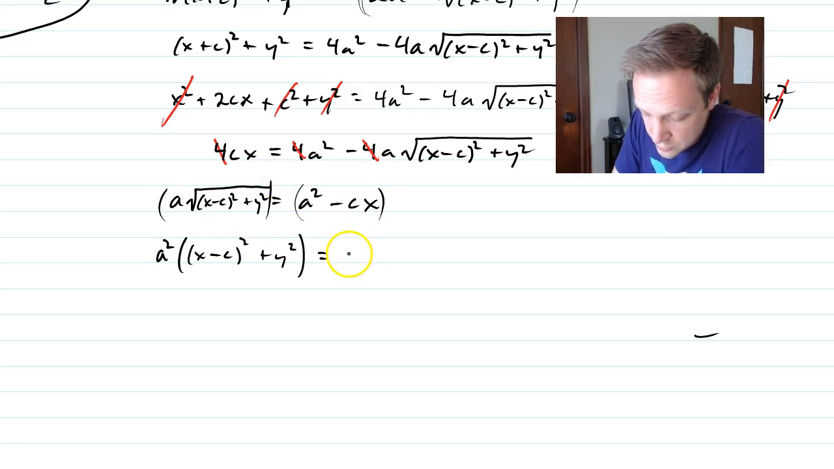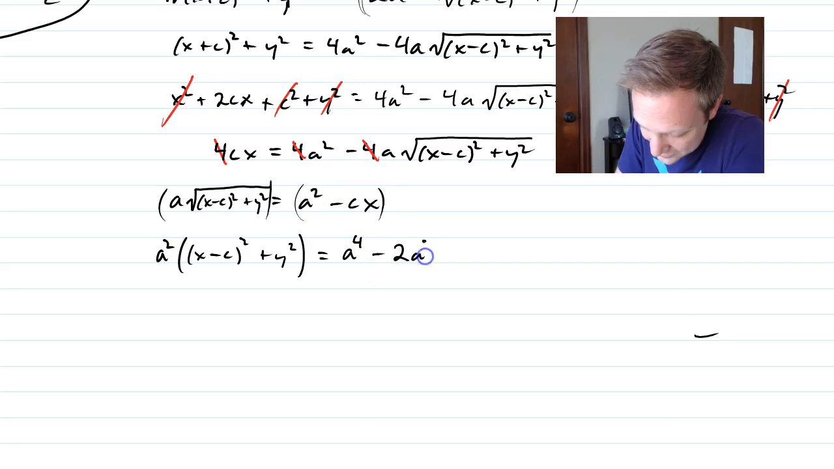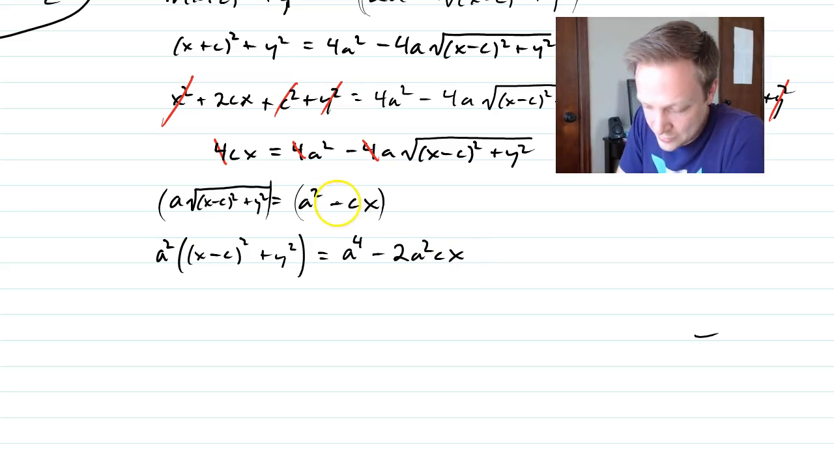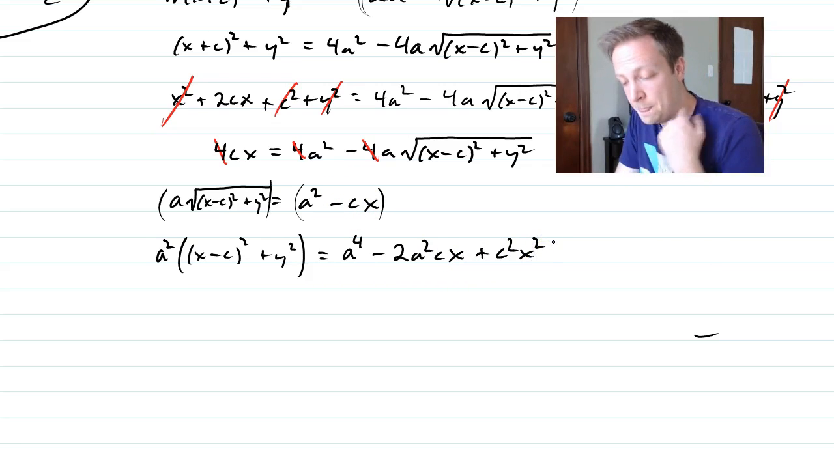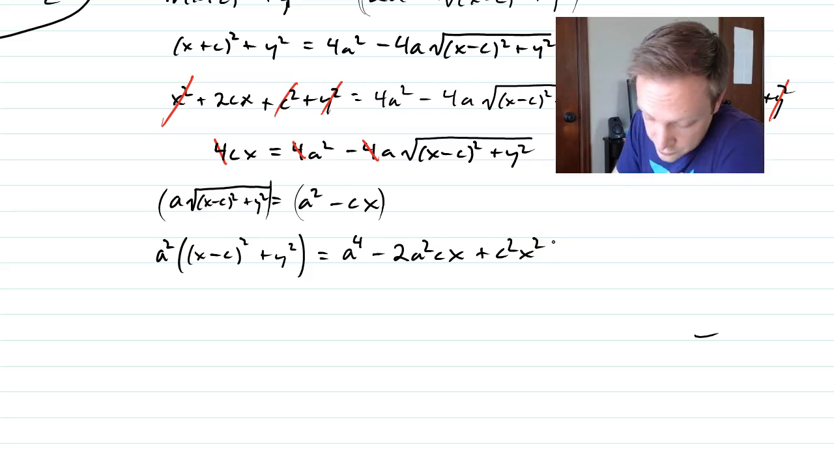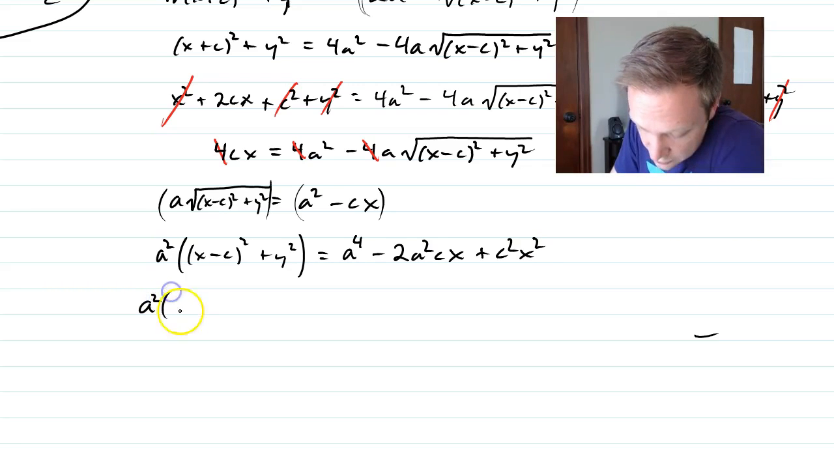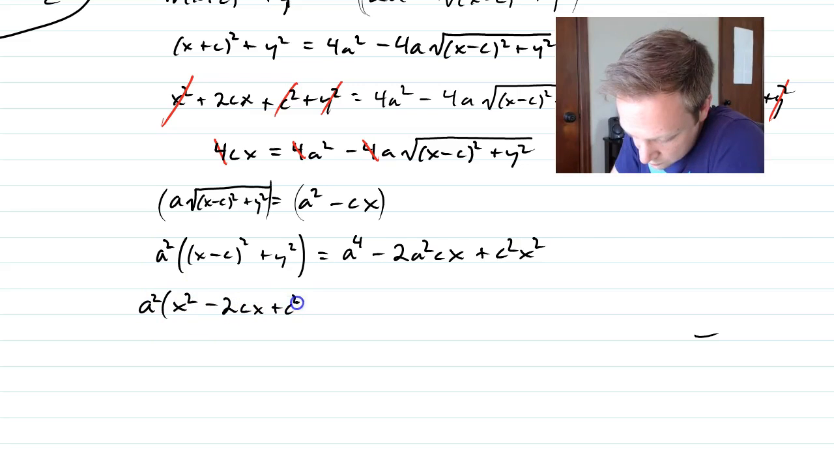And then we have to square this too. So that's going to be a squared, and a squared is a to the 4th. And then this times that is going to be minus 2a squared cx. And then this times itself is positive c squared x squared. All right, now the other thing we need to do on the left side is expand out this. So this would be x squared minus 2cx plus c squared plus y squared.